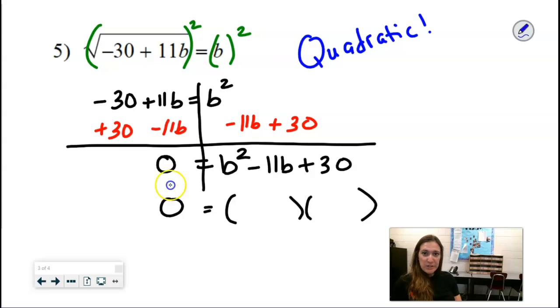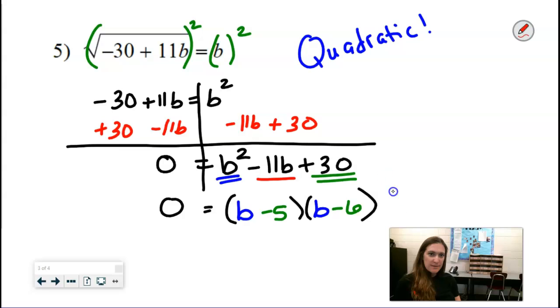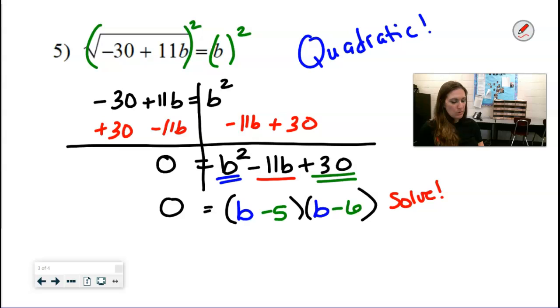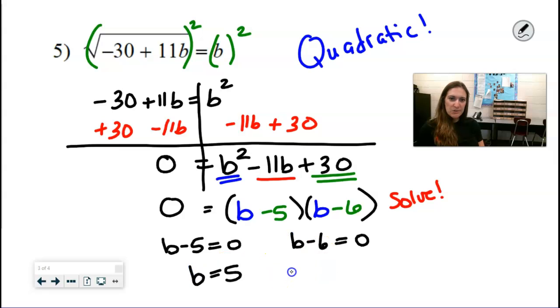I need my first numbers to multiply to give me b squared, so of course those are b times b. I need the last numbers in the binomials to multiply to 30, but keep in mind I need the arches to add up to negative 11. So what if we had a negative 5 and a negative 6? That would do the trick, right? So now we need to solve. Don't forget you're solving this. So that means b minus 5 has to be set equal to 0, and b minus 6 has to be set equal to 0. And you get two answers.